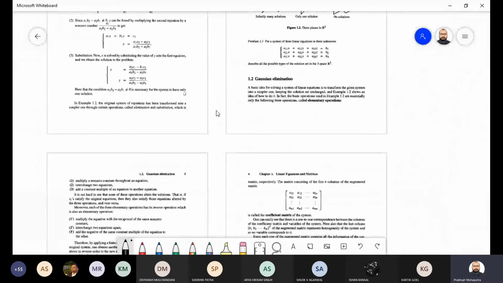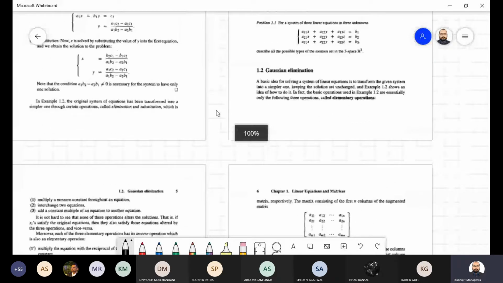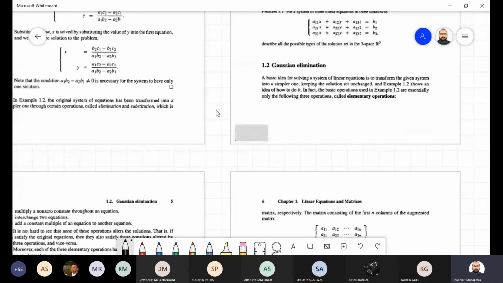So we'll go to Gaussian elimination. This is the most important thing. Our course is starting from here.